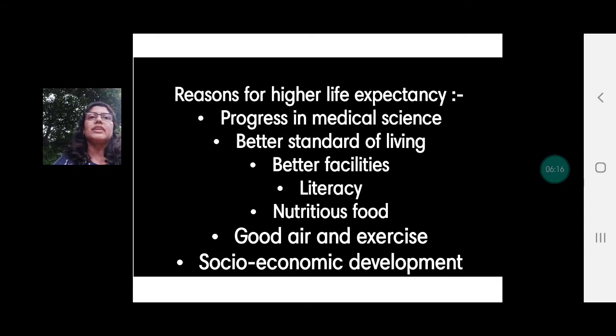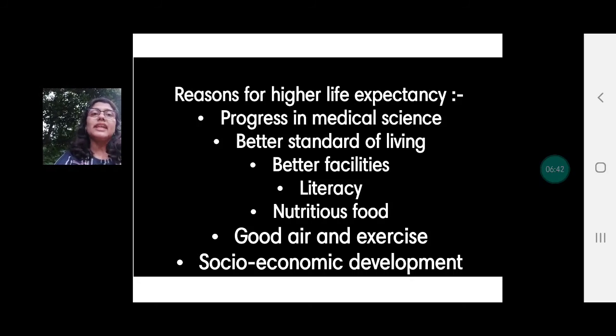The standard of living is very high. Compare it with the standard of living in India. Rural standard of living is different from urban standard of living. Developed countries have better facilities, nutritious food, good air. That's another major cause of death in our country. Okay, polluted air, pollution, which is a major enemy, you can say, of our good health.